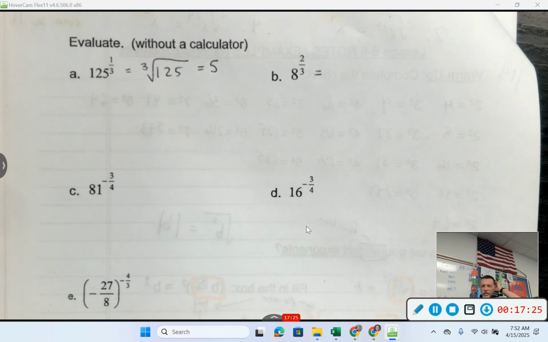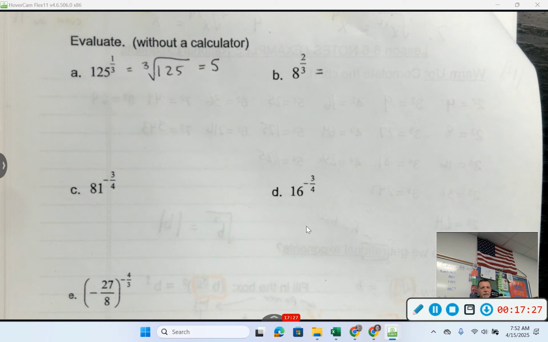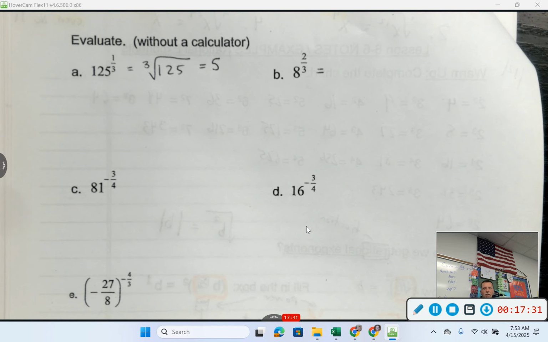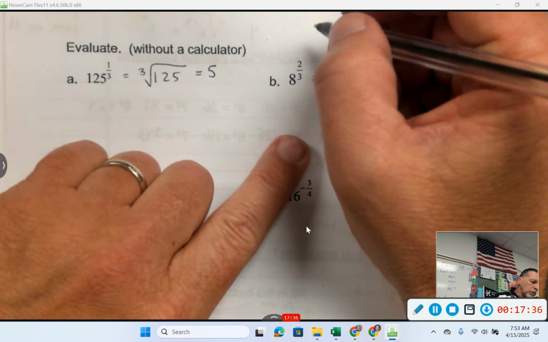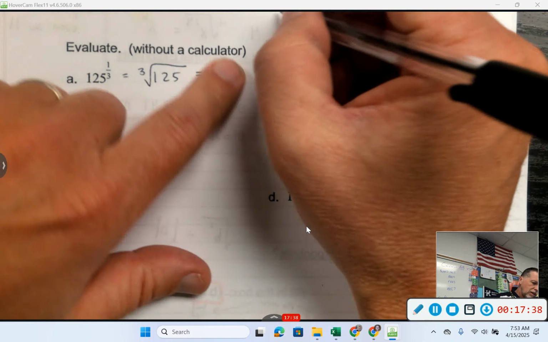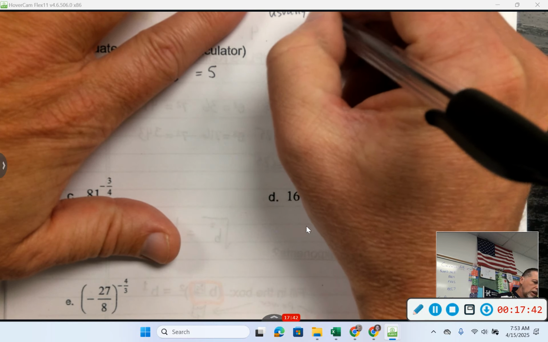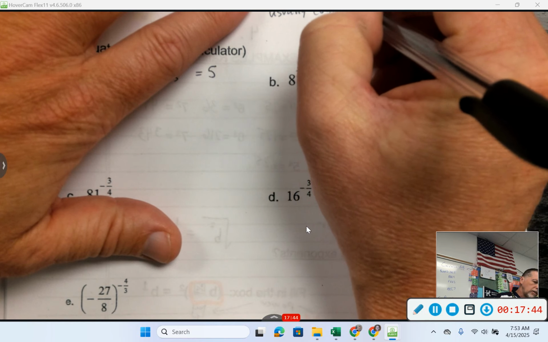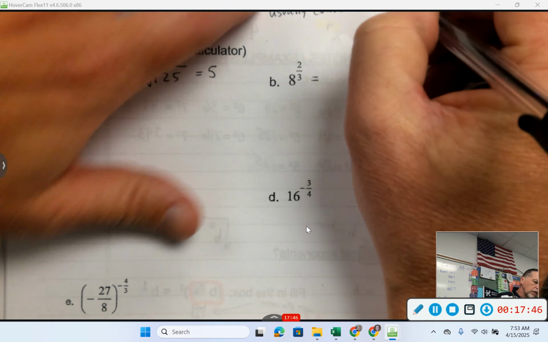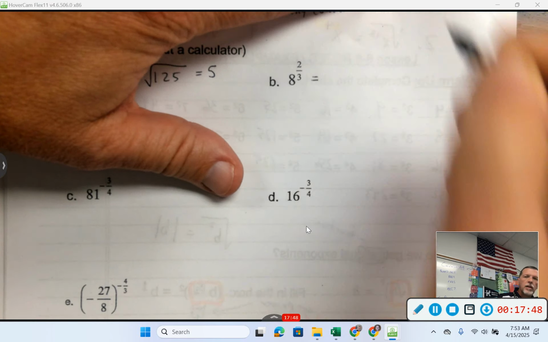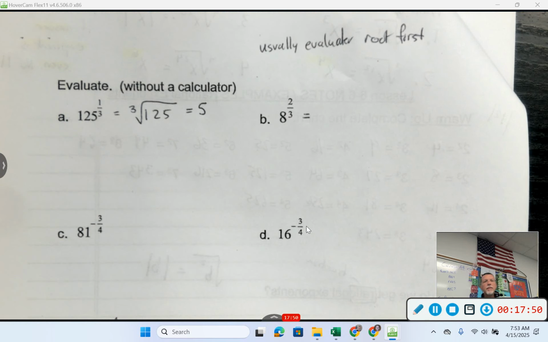8 to the 2/3. This one I would probably write out because I don't want to do two things in my head here, because that's squaring and cube rooting. But it's almost always better to do the root first. Almost always. So I'll say usually evaluate root first. Oops, that way you can read it.